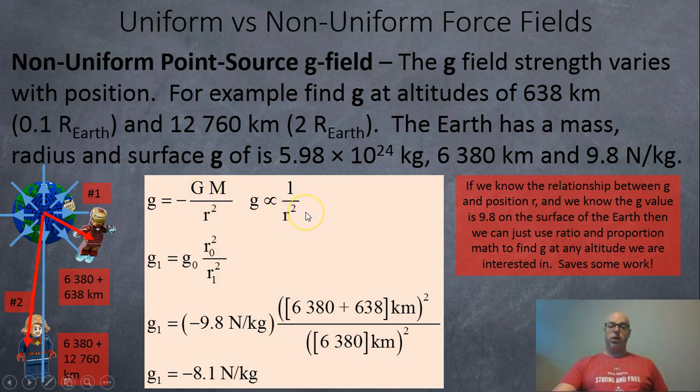And so then, using something I just call a little Jedi trick, which is ratio proportion math. If you want to find out what one g value is compared to another, you just go g1 compared to g0 when you're on the ground. Then the new number, the 1, wherever that is, goes where it is in the original fraction. So if I'm looking for g1, then r1 has got to be on the bottom, like it is up here. And the original value would be the inverse of that up top. And so we get this negative 9.8, the original g value, times 6,380 plus 638 kilometers squared over 6,380 kilometers squared. And we get the same answer.